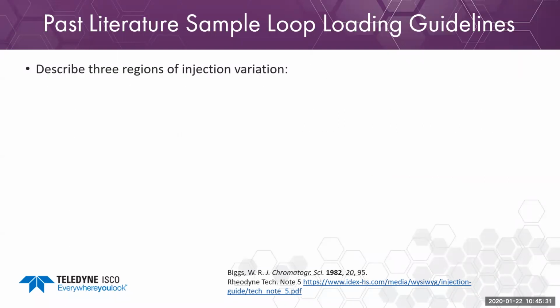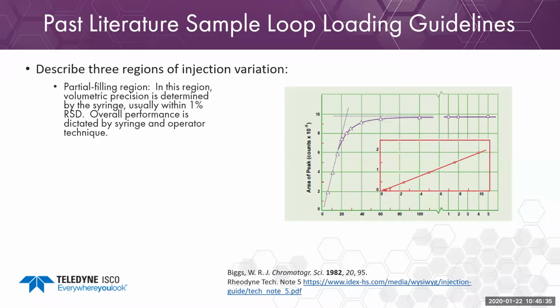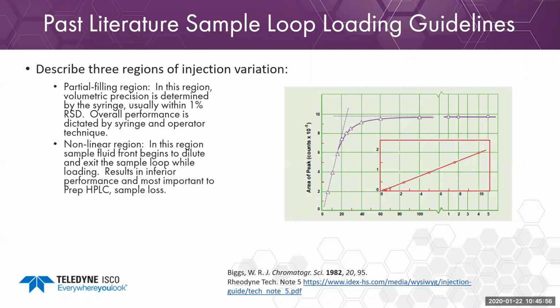So essentially, there are 3 regions of injection variability. In the partial filling region, the volumetric precision is determined by the syringe. So basically, if I had a 1 mil syringe and I load up to 50% with the syringe, so I inject 500 microliters via syringe, I'm going to be within 1% of my injection volume. It's limited by the syringe and the operator technique.